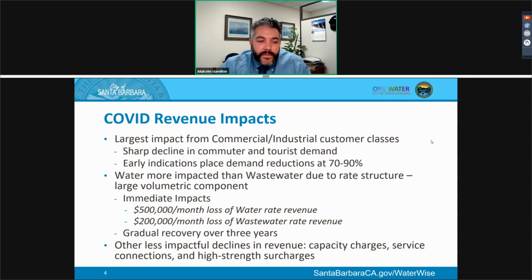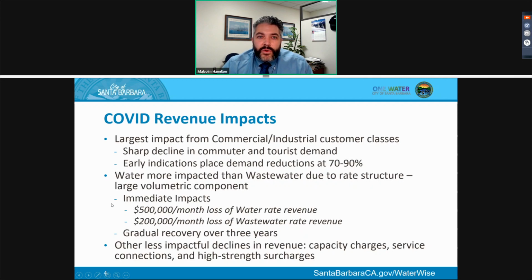How is that working out? Well, water is looking like it will lose about $500,000 per month based on a 90% reduction in commercial water use. That right now, we're expecting to continue through June. So that would be $1.5 million through the end of the fiscal year that water will lose in revenue. Looking at wastewater, because it's less impacted by these volumetric shifts, we're looking at about $200,000 per month through the end of the fiscal year. So $600,000 total through April, May, and June.